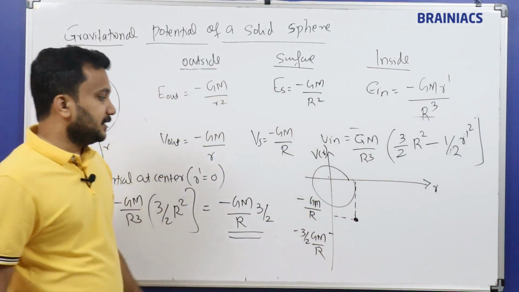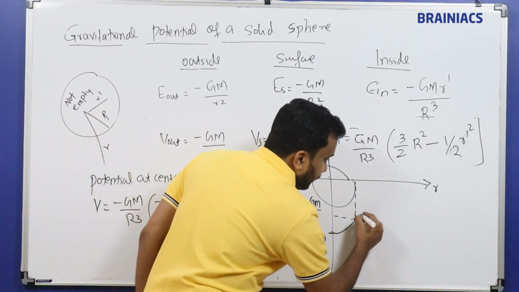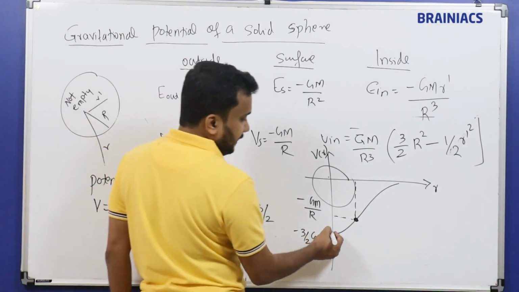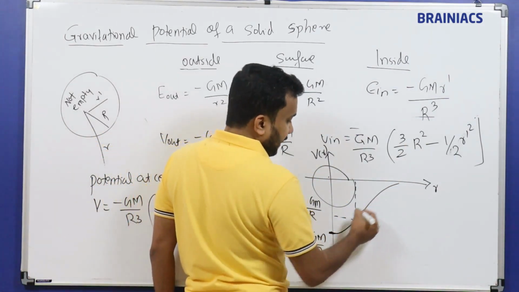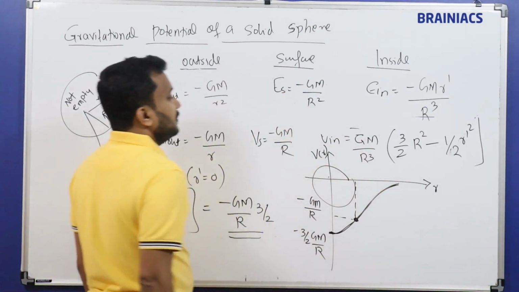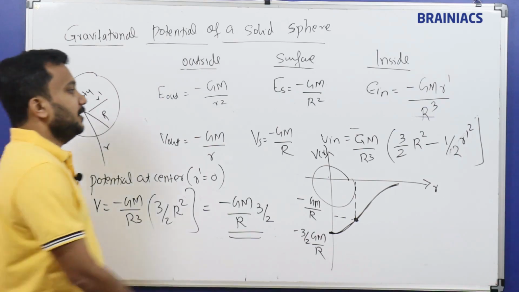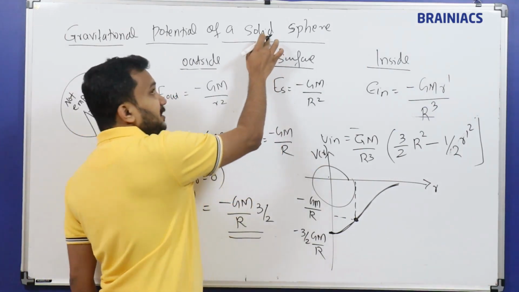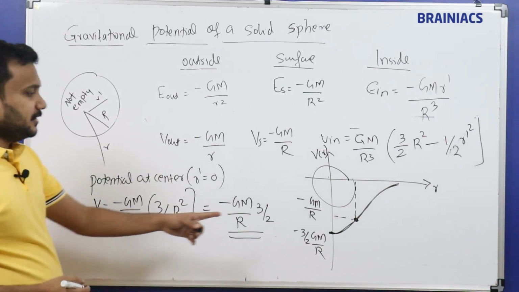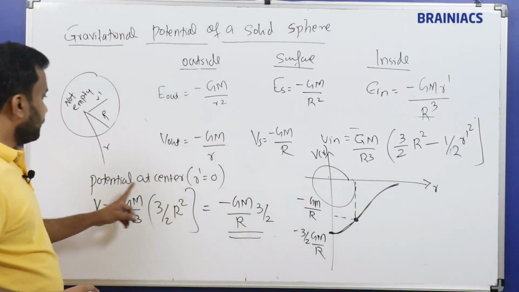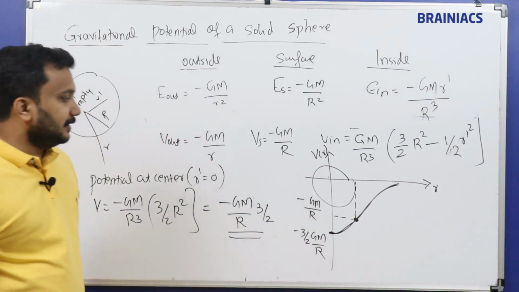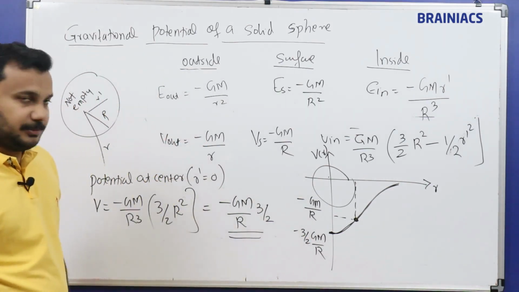Then if you are going inside, it is further reducing. So the graph will look like this. At the center we have the gravitational potential, and it is moving like this. This is the graphical representation of gravitational potential for what sphere? Solid sphere. And if you see one relation, the gravitational potential at center is minus 3 by 2 GM by R.